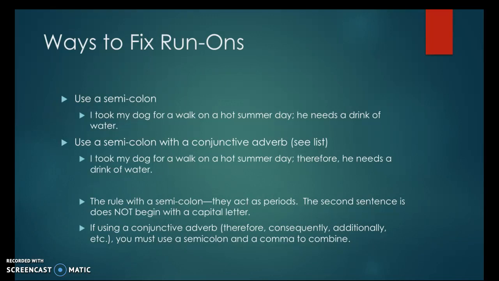And so again, these words will signal some kind of a transition. "I took my dog for a walk on a hot summer day; therefore, he needs a drink of water." And so again, I encourage you to check out that list of conjunctive adverbs. They're kind of long words. They're therefore, consequently, additionally, those types of words that will signal that there's a relationship between these two sentences.